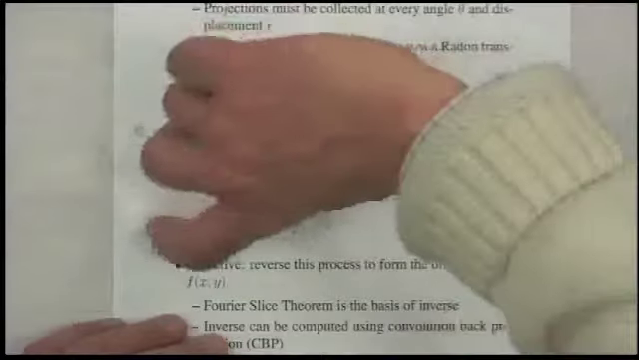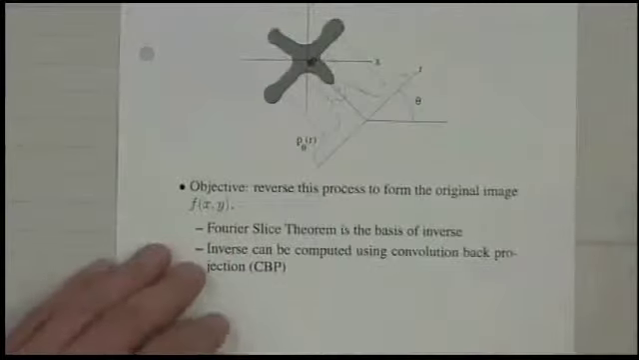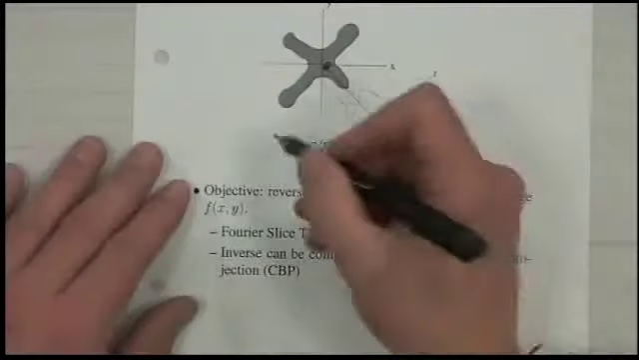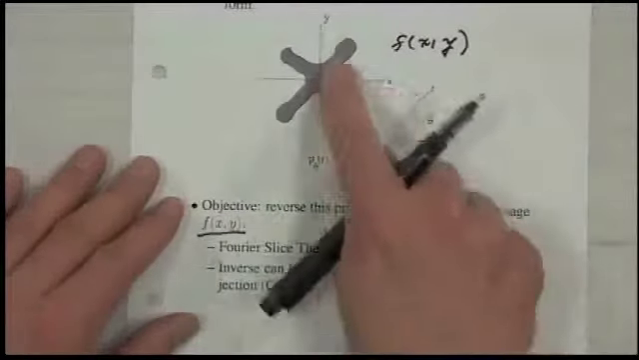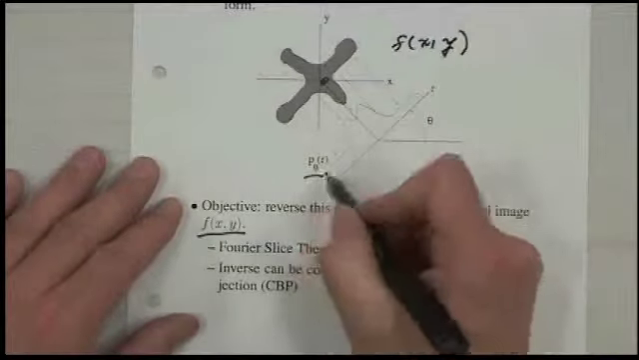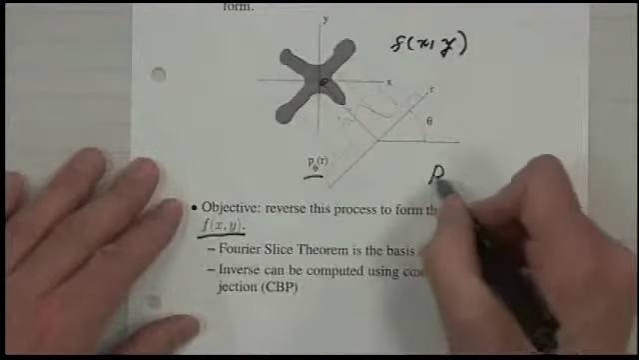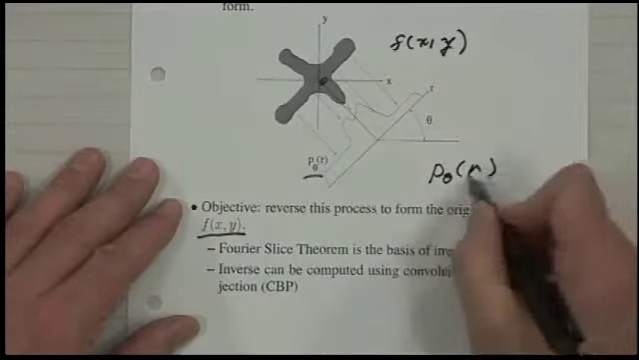We're going to have it at all angles, and then we're going to have to reassemble it. So how do we reassemble it? By the way, f of xy is the thing we want to reassemble. f of xy is a function of x and y. And then the projection of that is going to be p sub theta of r. So P is a projection at a particular angle theta. We're going to get a function of r.